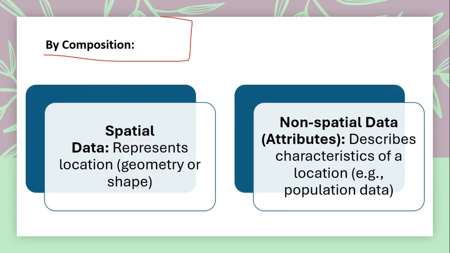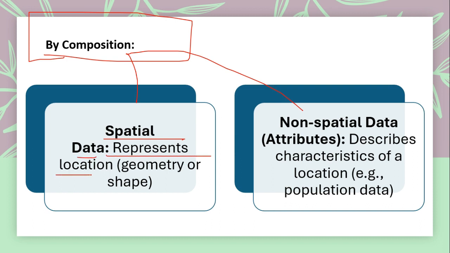Now the next type of classification is by composition. There it also has two types, spatial data and non-spatial data. Spatial data represents location. For example, Taj Mahal is in Agra. So we are talking about the location of Taj Mahal.